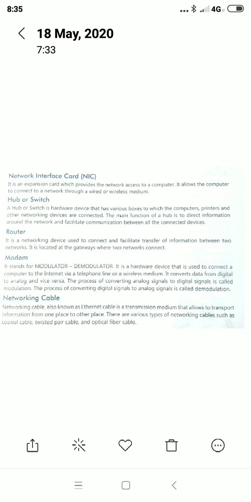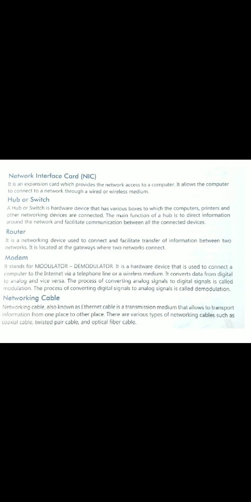The next one is the modem. It stands for modulator demodulator. It is a hardware device that is used to connect a computer to the internet via a telephone line or a wireless medium. It converts data from digital to analog and vice versa. The process of converting an analog signal to a digital signal is called demodulation. The process of converting a digital signal to an analog signal is called modulation.